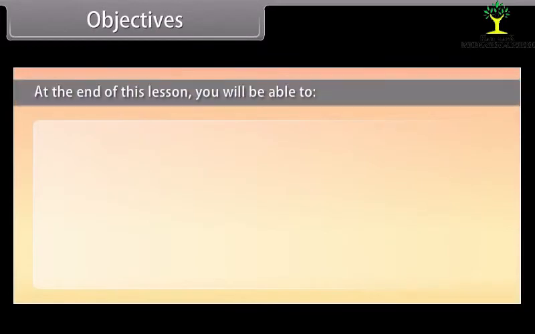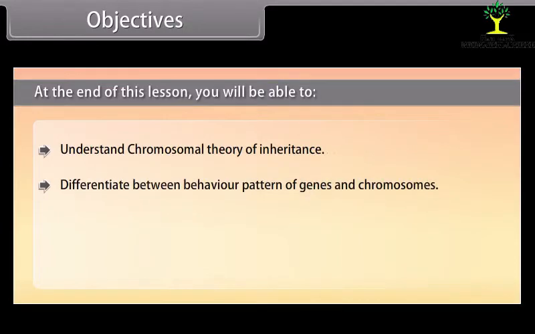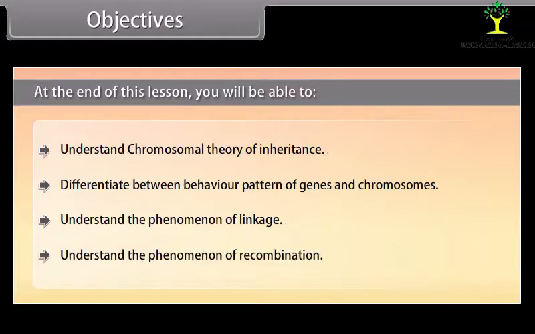Objectives. At the end of this lesson, you will be able to understand the chromosomal theory of inheritance, differentiate between behavior patterns of genes and chromosomes, understand the phenomenon of linkage, and understand the phenomenon of recombination.